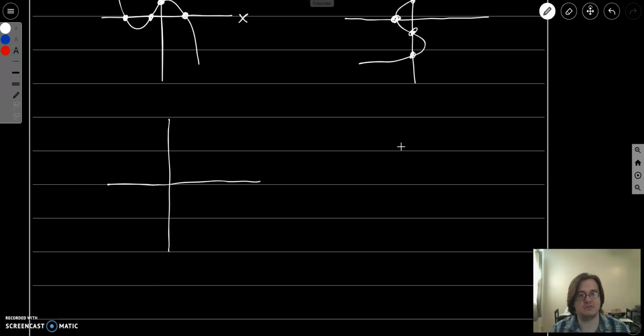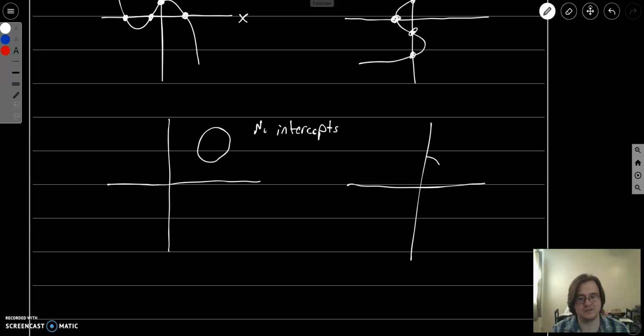And ultimately, we might not have any intercepts. So for instance, if I drew a circle up here, the circle doesn't intersect the y-axis or the x-axis, so there are no intercepts at all. But depending on where the circle is, I could have some. So for instance, if the circle was around the origin, then I have 2 y-intercepts and 2 x-intercepts. And I'll do more in the next video.